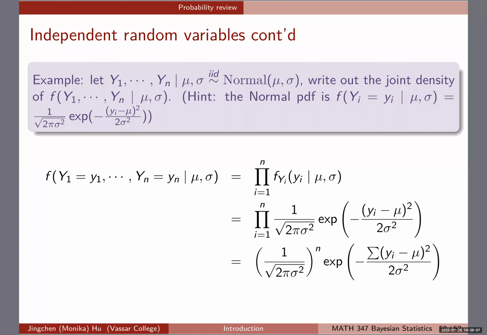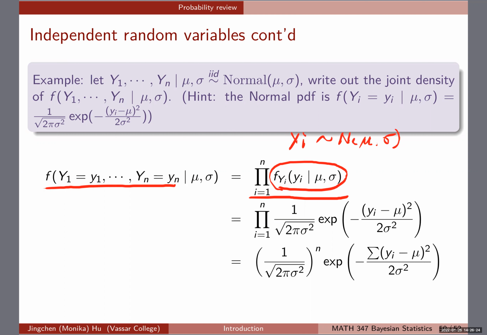I guess my solution comes out all together, but that's fine. So the joint, as we know, is the product of the marginals. Each yi is a normal with mean mu and variance sigma squared. In order to get the overall joint, we keep the product in the second step, but in the product itself, you're getting each of the normal densities.